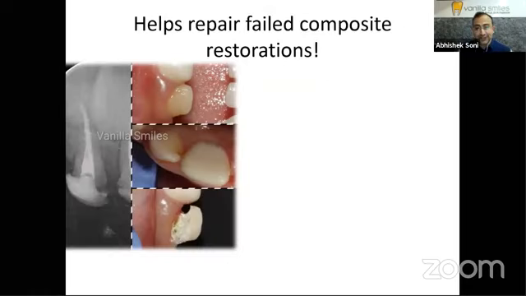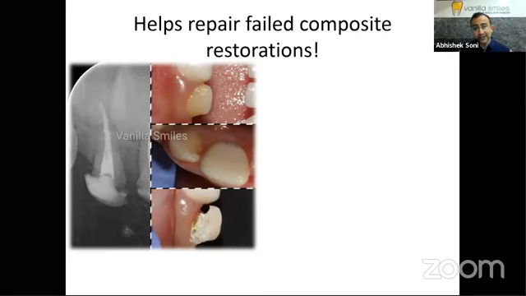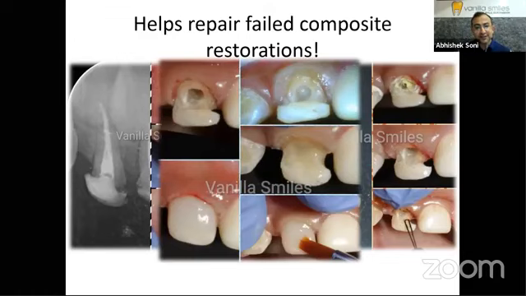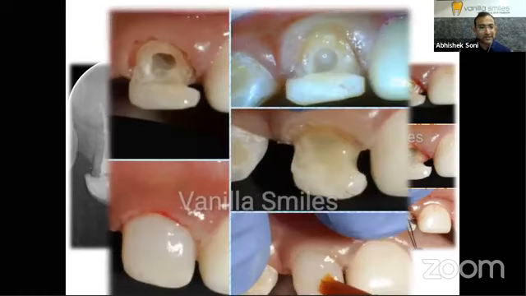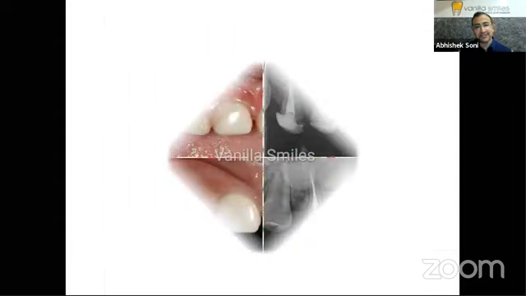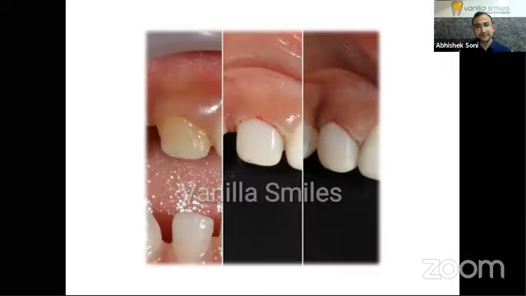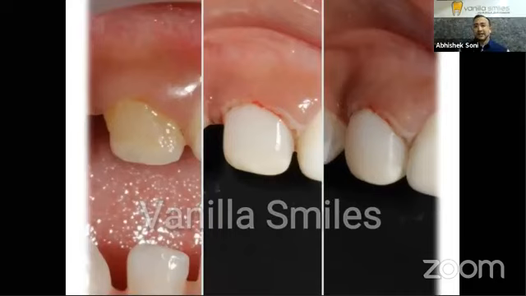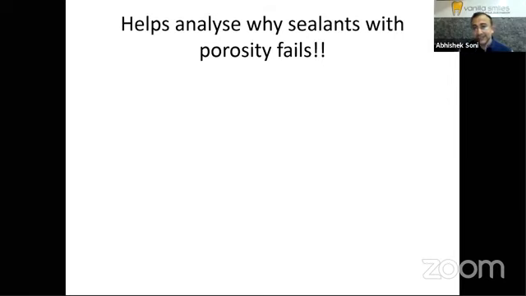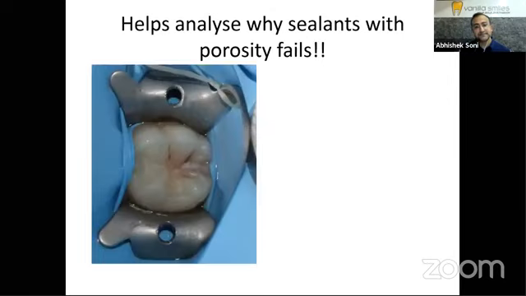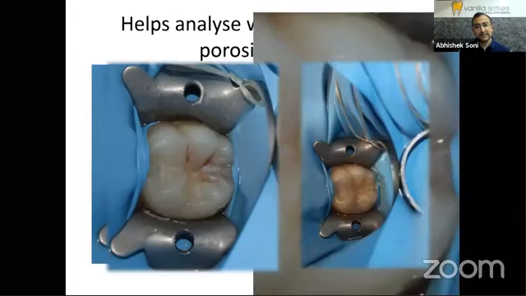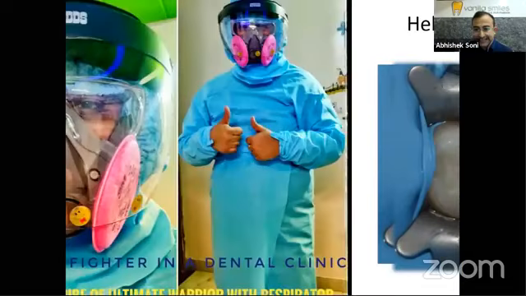Magnification will eventually improve your quality of work. It's going to help repair these failed composite restorations, which were done under general anesthesia, which we eventually managed chairside under nitrous oxide oxygen inhalation sedation. And that's how magnification really helps. It also helps analyze why sealants with porosity fail. And we eventually went and did a PRR for that particular tooth.